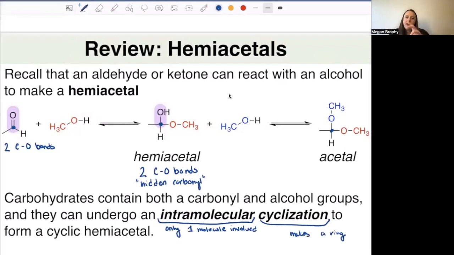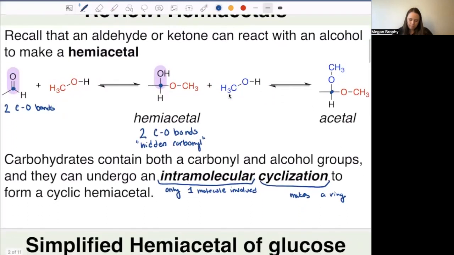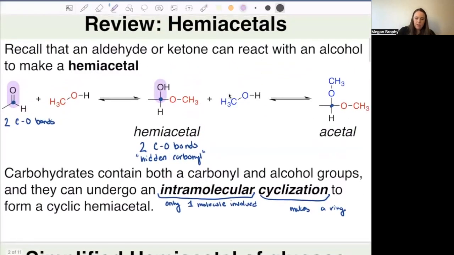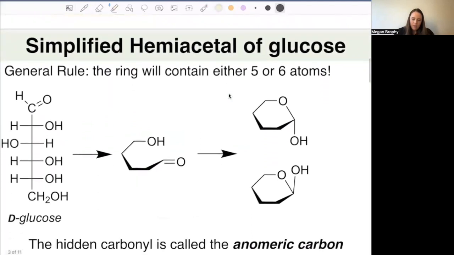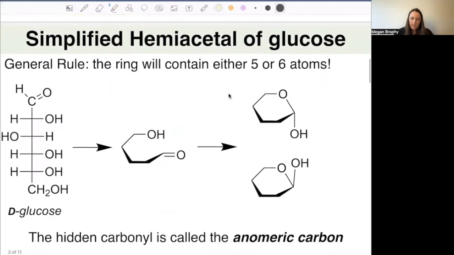And the ring will always have either 5 or 6 atoms in the ring. That's just kind of the magic number for making stable rings. And then that's going to be called a cyclic hemiacetal. So let's take a look at what this looks like. And in particular, let's take a look at a simplified form. So we're going to get rid of a lot of the extra OH groups just for this example, because it will make it a little bit simpler to see.